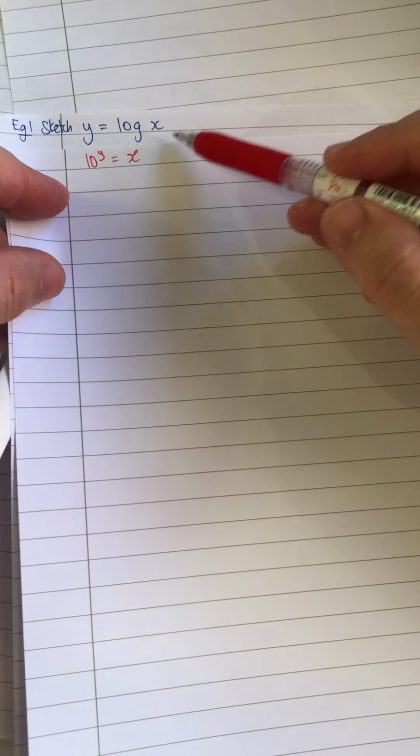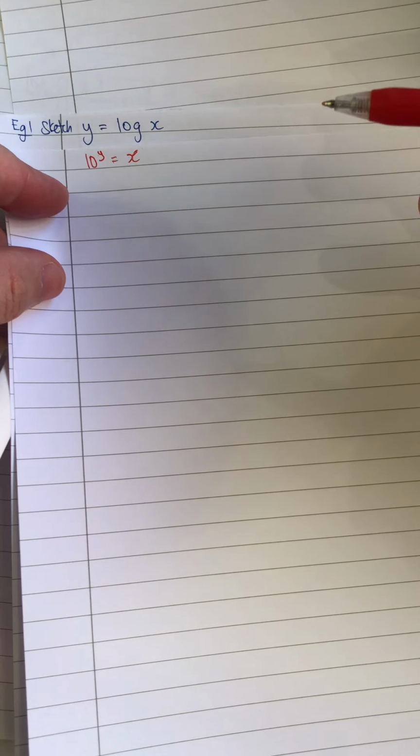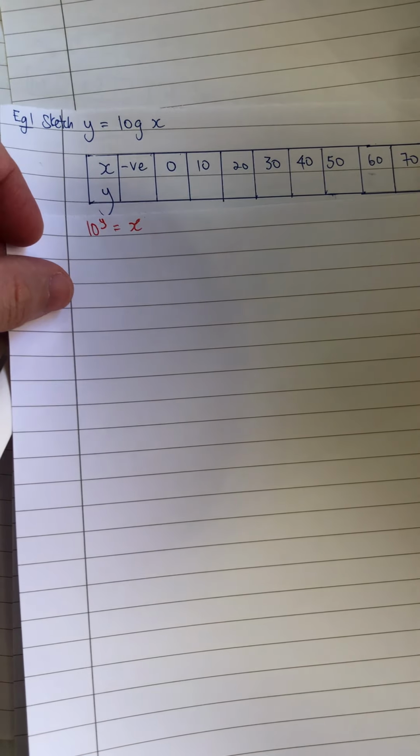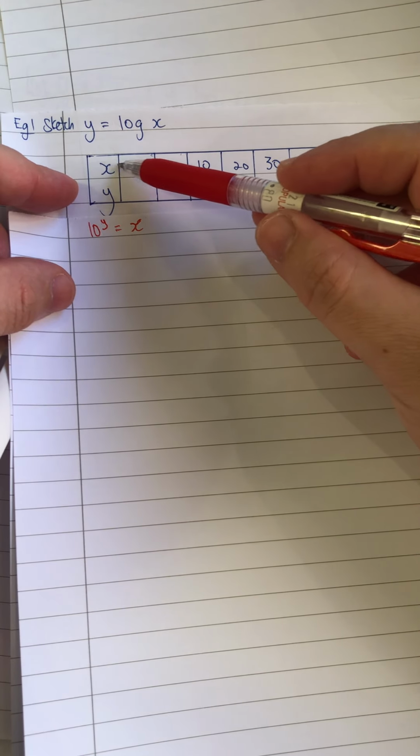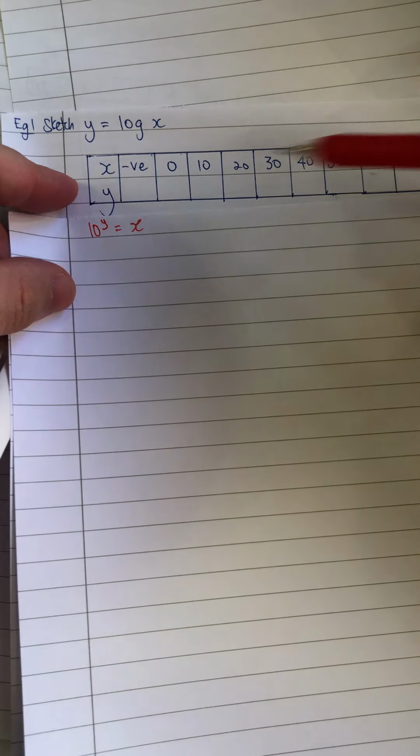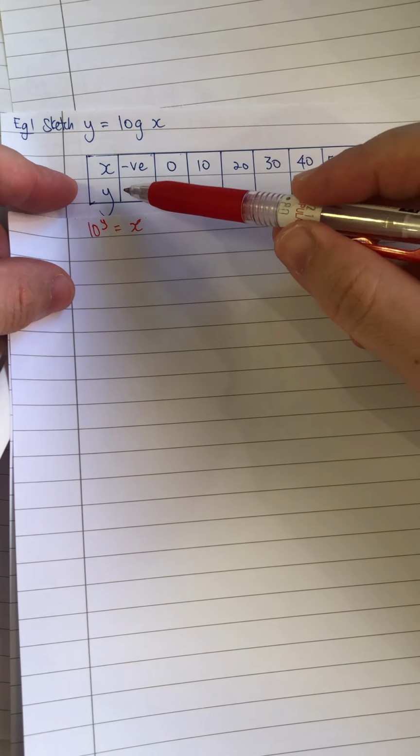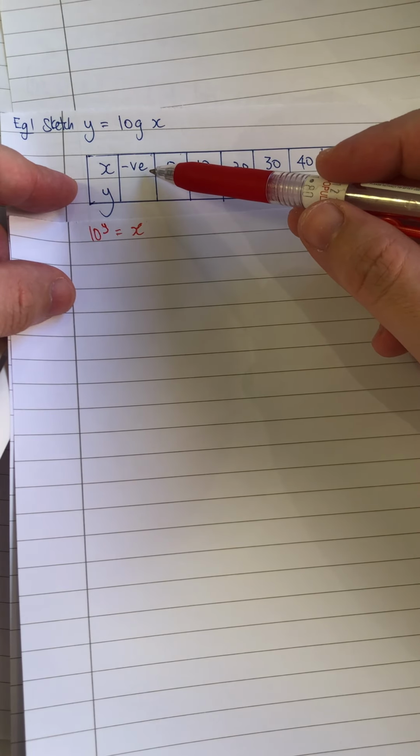Now, let's say I ask you to sketch this log graph. The intuitive thing to do, since Sec 1 you've been taught, is to draw a table of values. So I have certain x values here, and I want you to find the y values. You can pause the video and do that. After you've done that, then you play the video again.